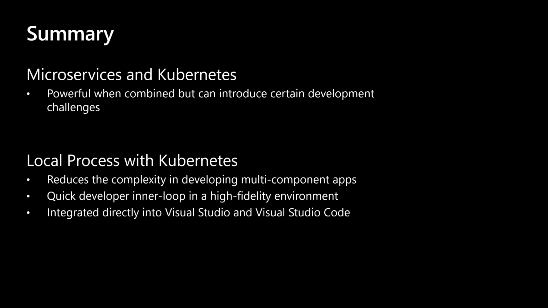To summarize what we've covered today, microservices and Kubernetes are powerful when combined, but can introduce certain challenges to developers with external microservice dependencies. Local process with Kubernetes helps address those challenges by reducing the complexity of setting up and developing multi-component applications. Local process with Kubernetes will be available as a preview experience in early June 2020 in both Visual Studio and Visual Studio Code.